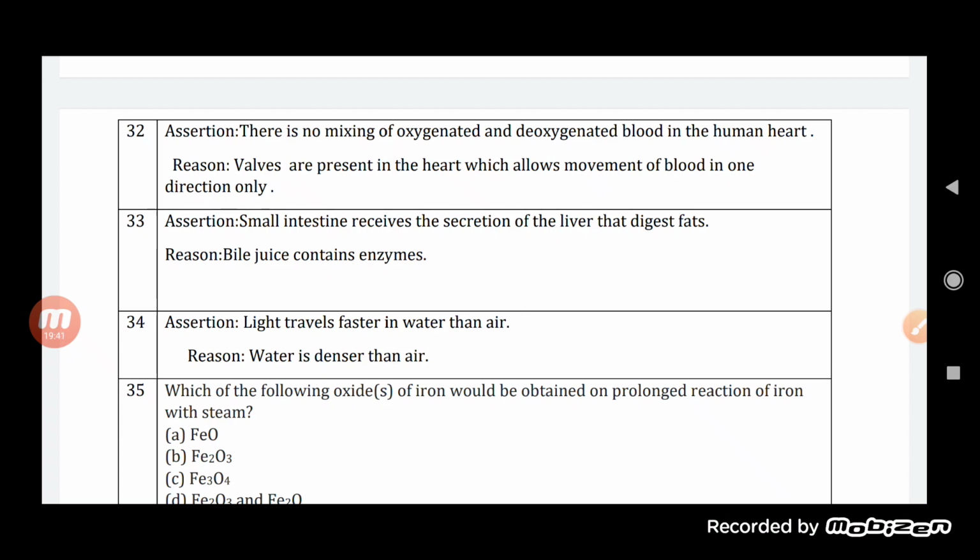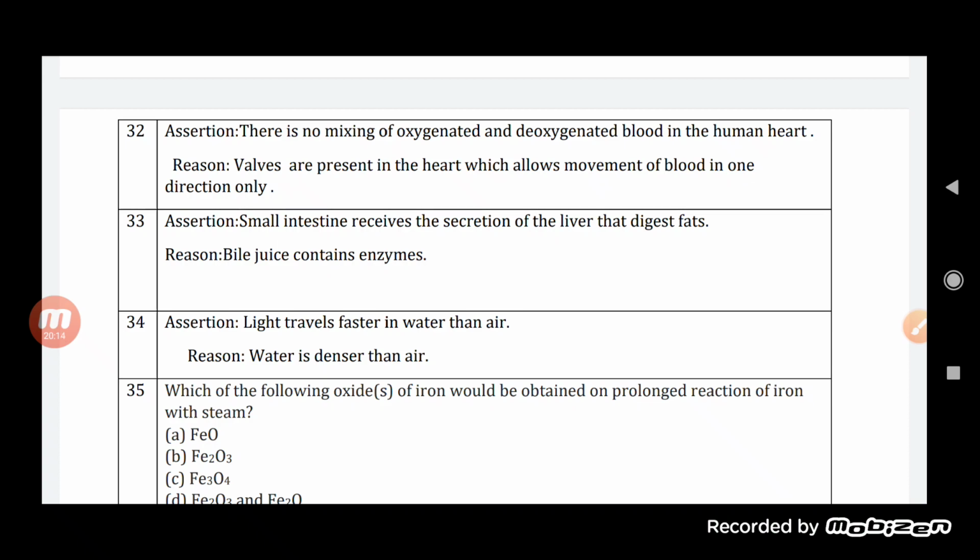Valves are present in the heart which allow movement of blood in one direction only. Actually, this is the correct one, that valves are present in the heart. The bicuspid and tricuspid valves are present between the auricle and the ventricle, and they help in preventing the backflow of the blood, which allows the movement of the blood only in one direction.